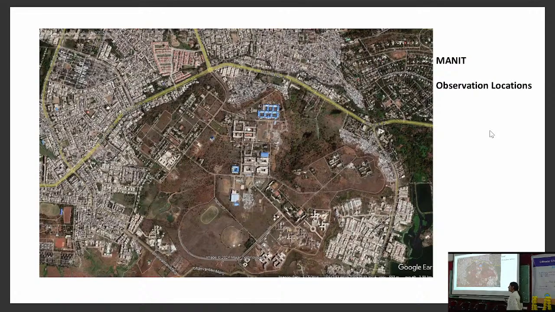These are G+4, so there is very good contrast. Here the aspect ratio is very low and they have a lot of shading. They are compact but open and low rise, so this is a very different type of LCZ that we can see. The bus can go till here, and then we will have to walk this place and take the readings.